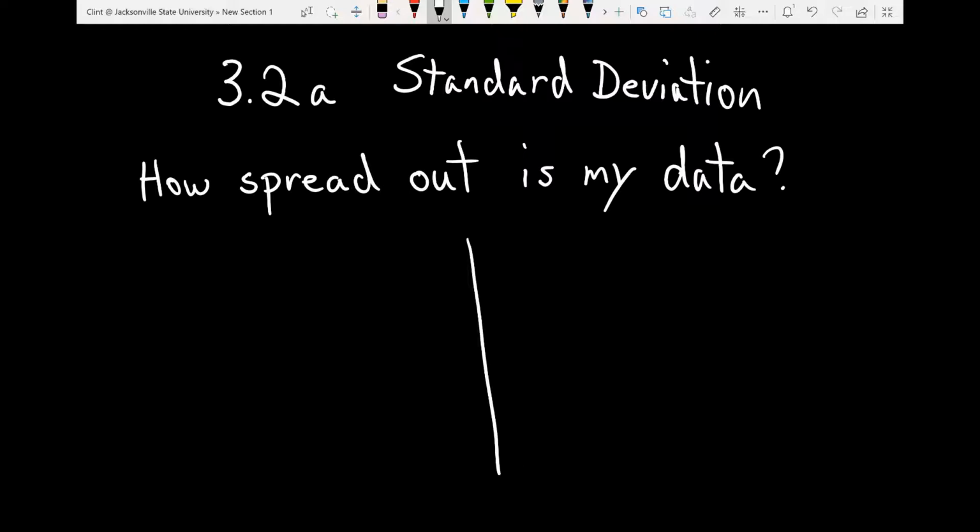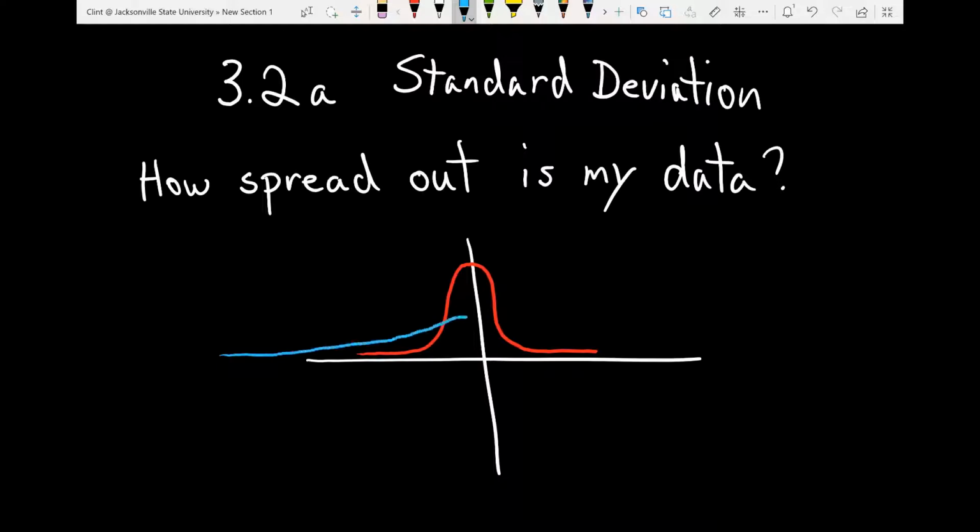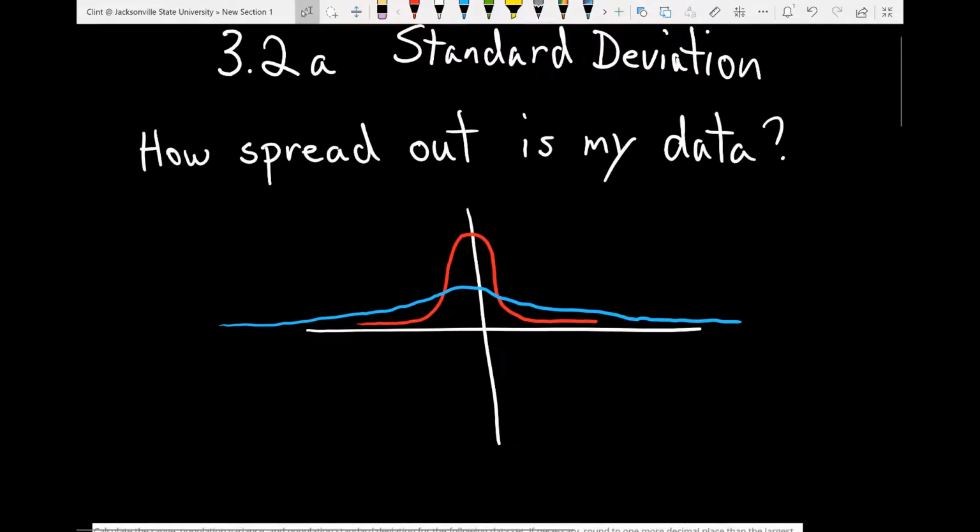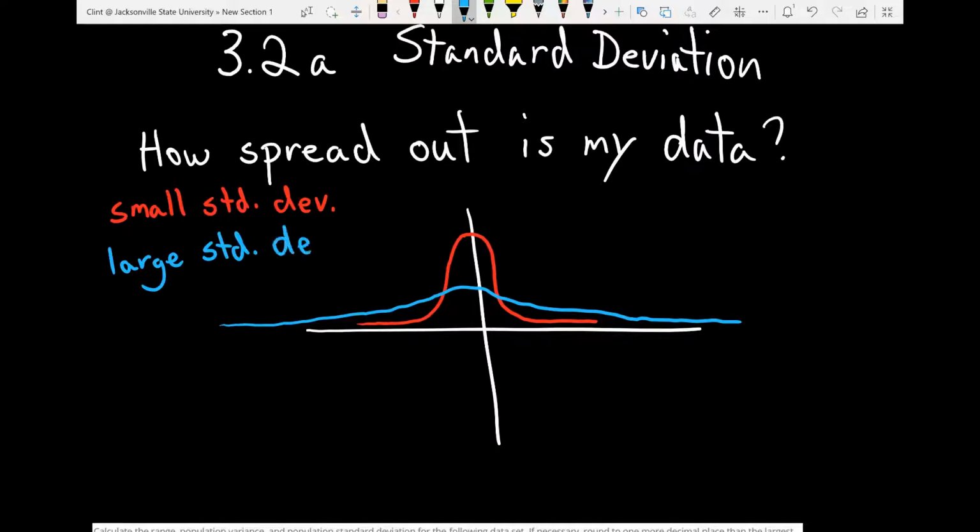So we could make a set of axes here. If we had some data that had a really tall peak around the mean, something like that, then we could have some data that only has a little bit of a peak and goes out that way. So if we're thinking about standard deviation there, then the red would have a small, or smaller, standard deviation, and the blue would have a larger standard deviation. So the larger the standard deviation, the more spread out it is.